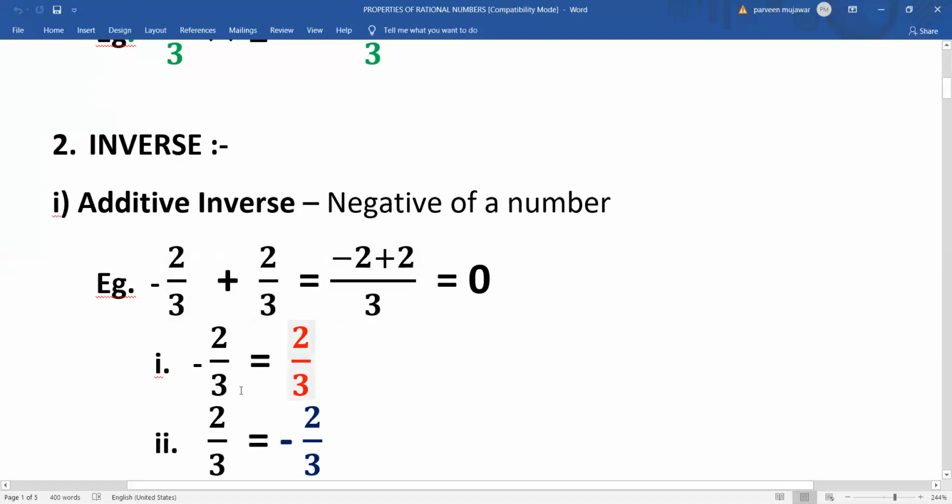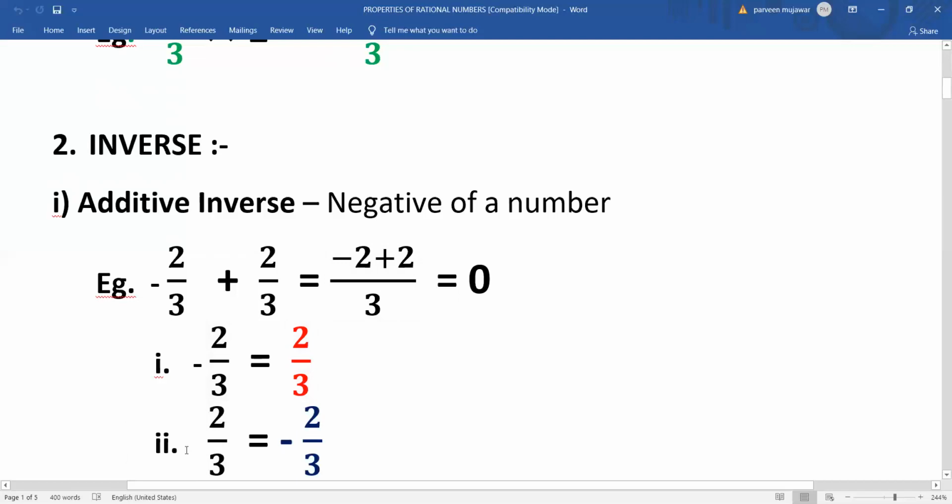We'll check with the first example here down. Minus 2 upon 3 is a negative rational number. So the additive inverse of minus 2 upon 3 is 2 upon 3, which I have highlighted in red. So we get back the positive rational number. The additive inverse of minus 2 upon 3 is plus 2 upon 3.